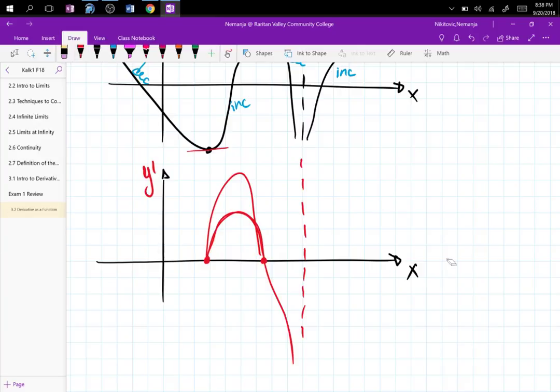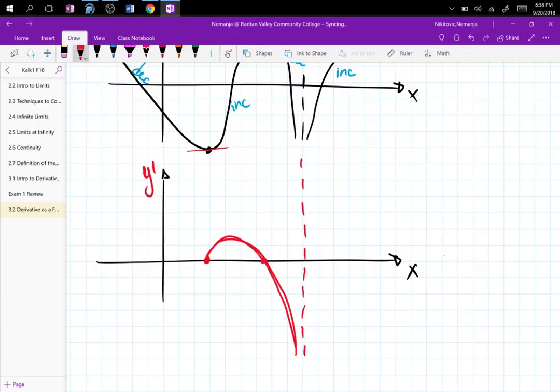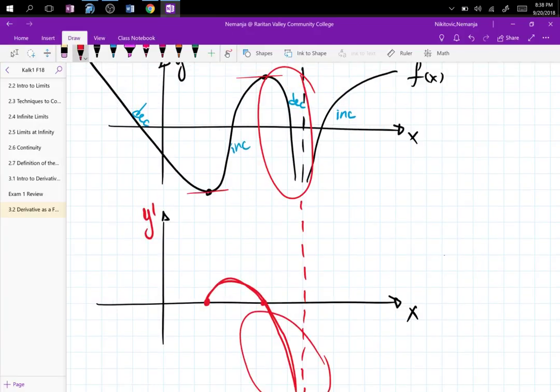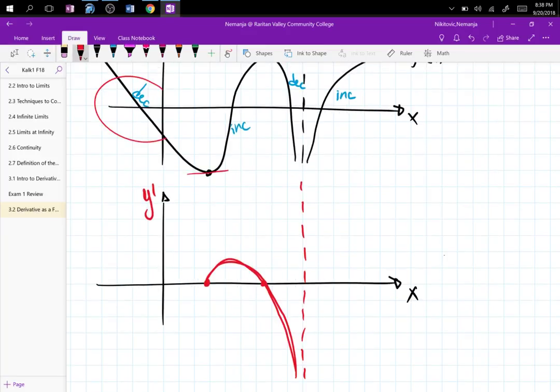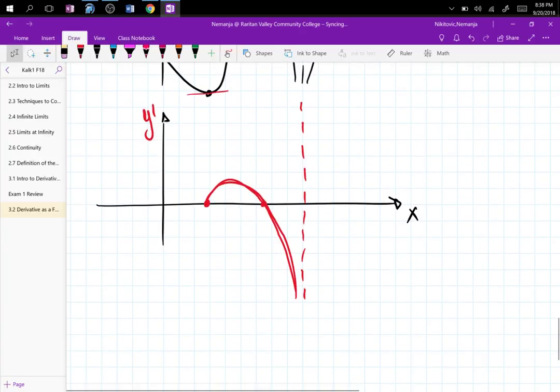But I know for sure that this part goes like this, because it has to follow the asymptote. It has to be negative on this part because it's decreasing on that part in a regular function. And I also have a decrease to the left of the minimum. That means this.